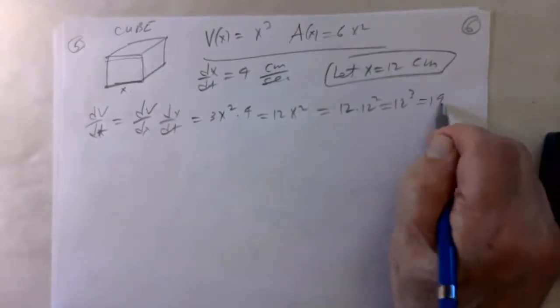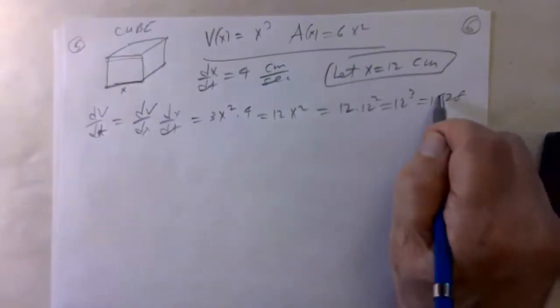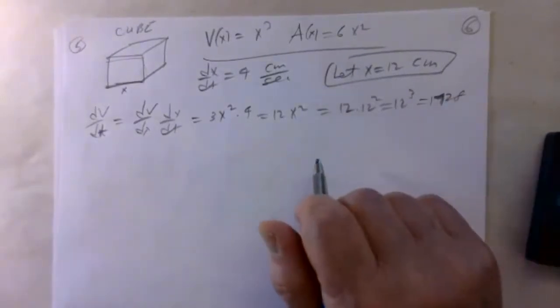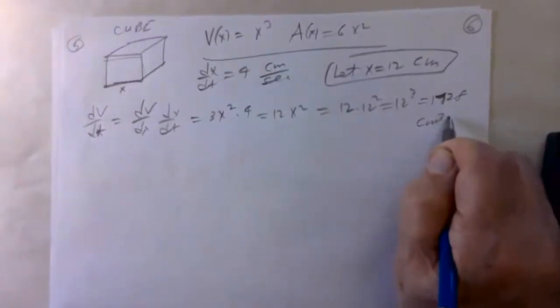$19.28, perhaps. No, $17.28. Centimeters cubed per second.